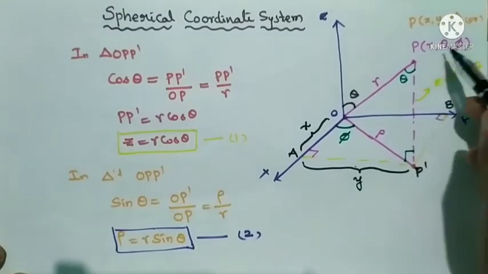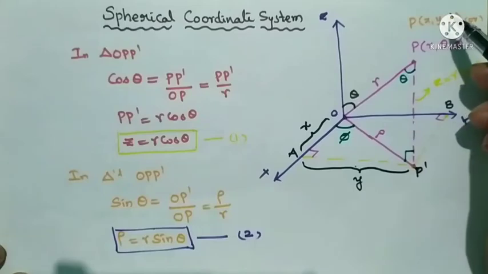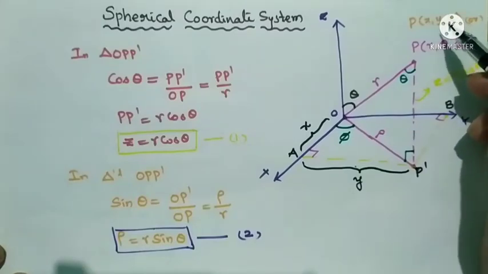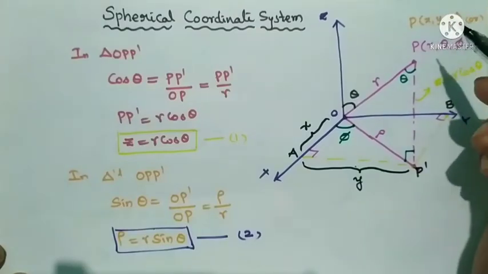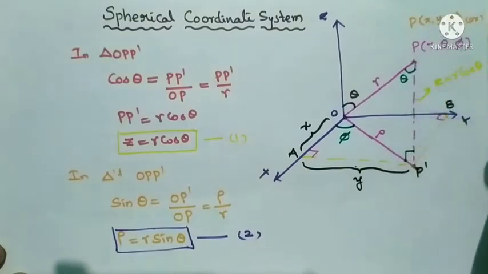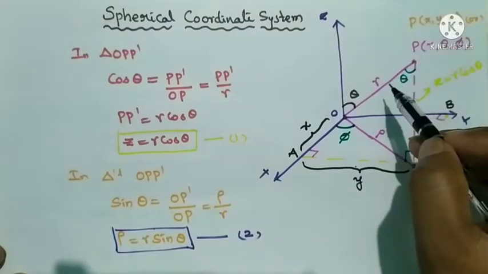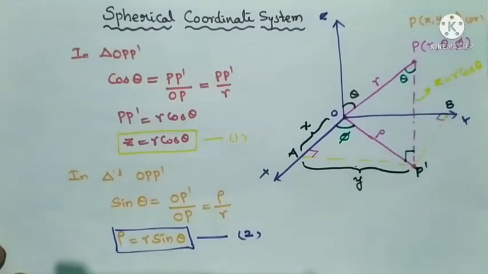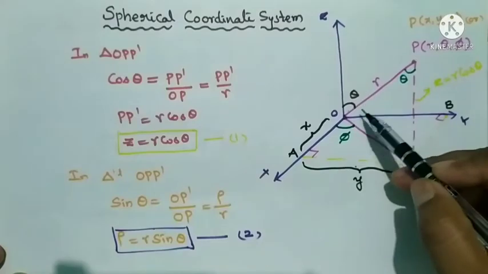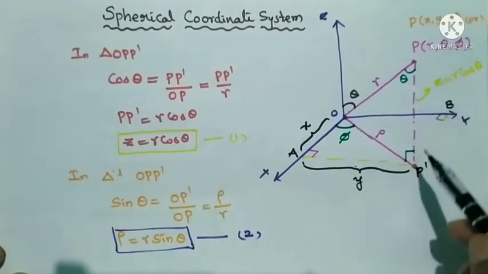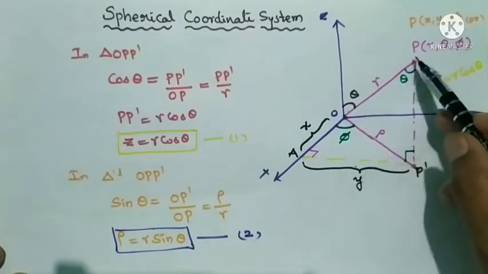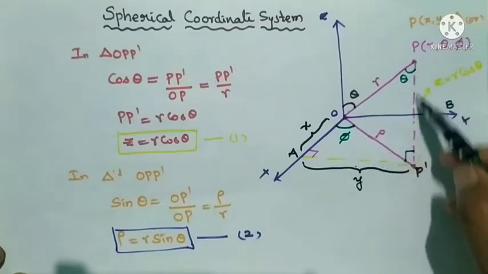And we can express the spherical coordinates in terms of Cartesian coordinates. That means we can transform the equation from spherical coordinates to Cartesian coordinates and Cartesian coordinates to spherical coordinates. To get the relation between spherical and Cartesian coordinates, first I am taking this triangle OPP prime. So OPP prime is a triangle.